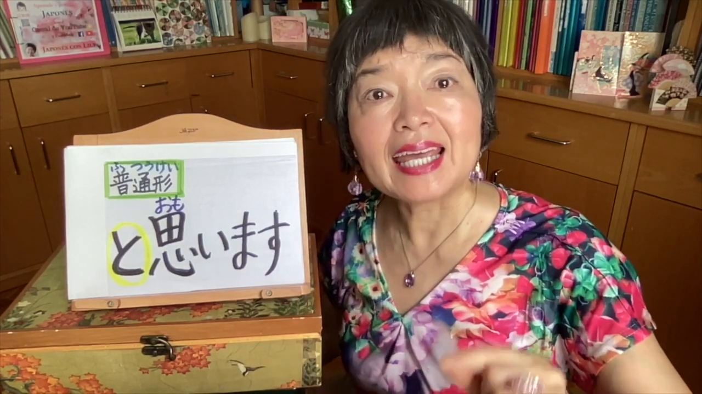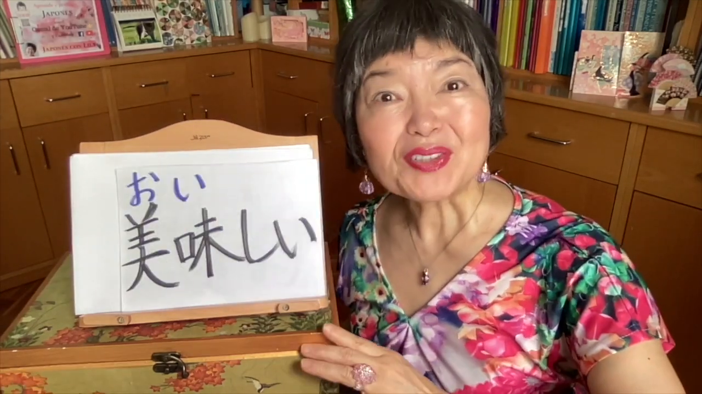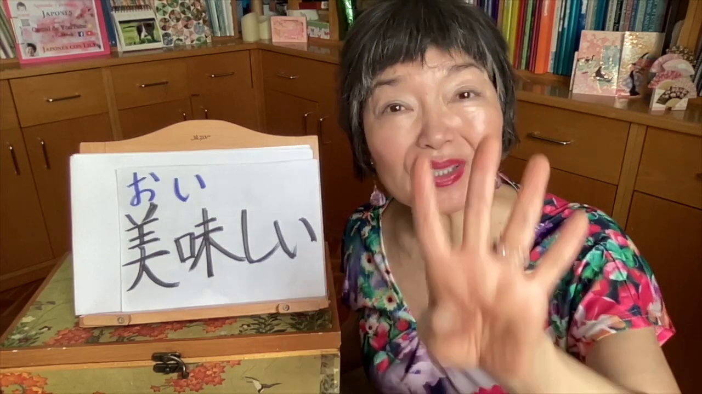But if I change like this, 先週、山田さんはアメリカへ行ったと思いません。And this sounds a little bit strange. After the verb, now we're going to see the E adjective and also 4 types.